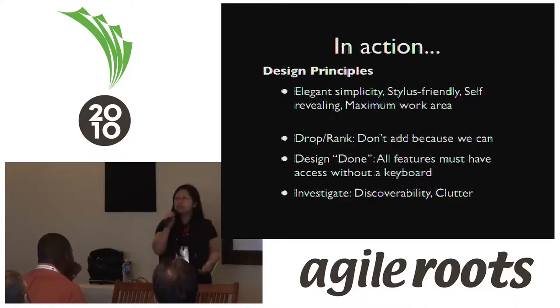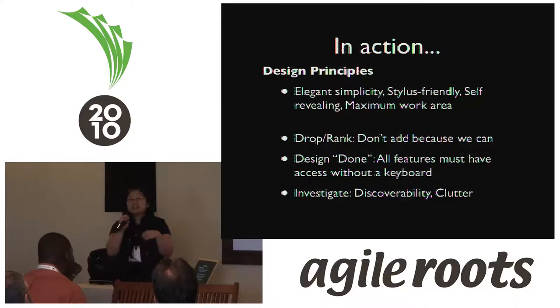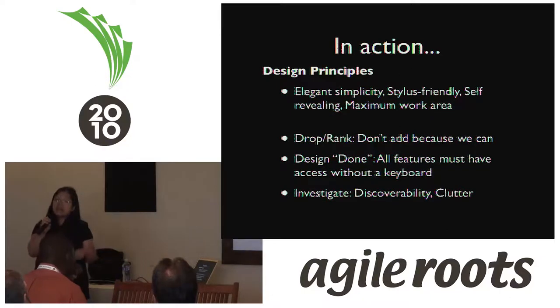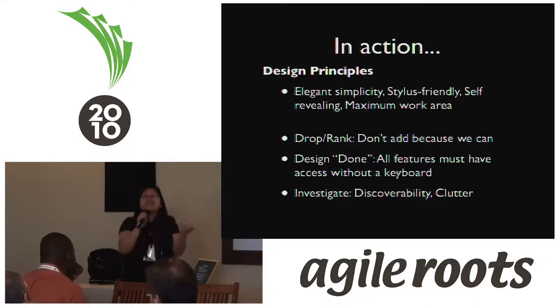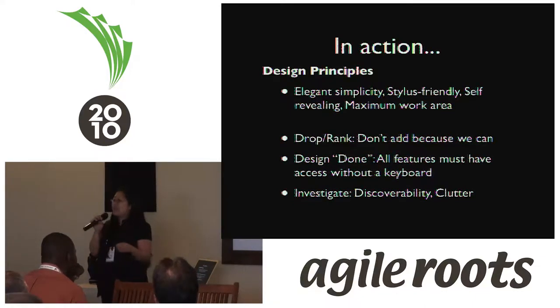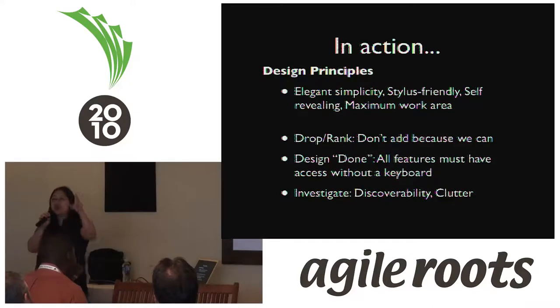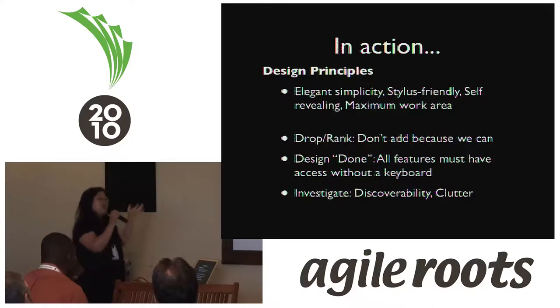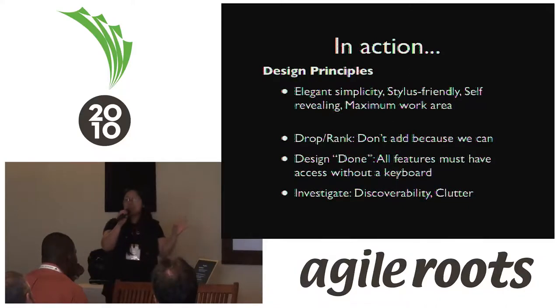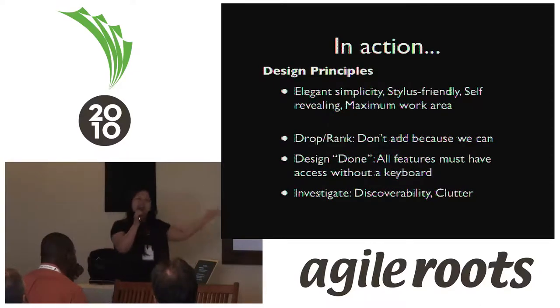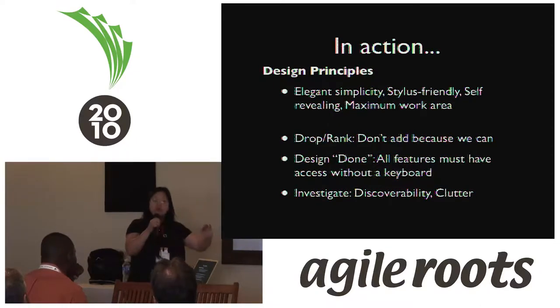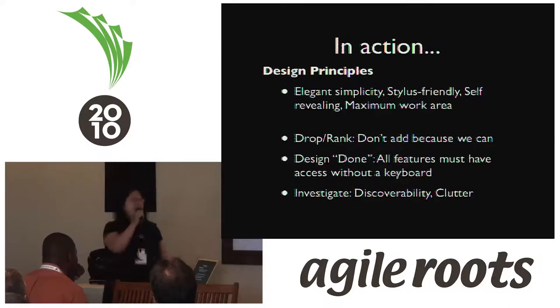Also, everything in Sketchbook has to be self-revealing. Because we did not consider our competitor to actually be other sketching applications. Our competitor for creative professionals was actually pen and paper. Right? So you don't need instructions on how to use pen and paper. So to do the big things, the core things in Sketchbook, you have to be able to figure it out just by fooling around in it. And also, because our competitor was paper, we always wanted to maximize the work area, the canvas. Anything we do that clutters the canvas is a very bad thing.